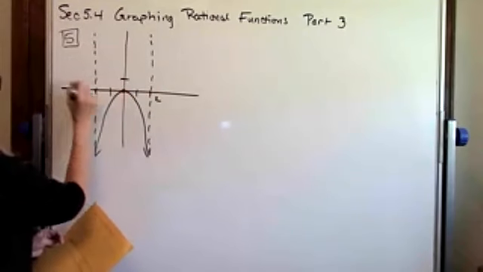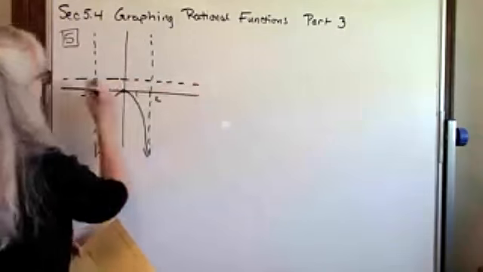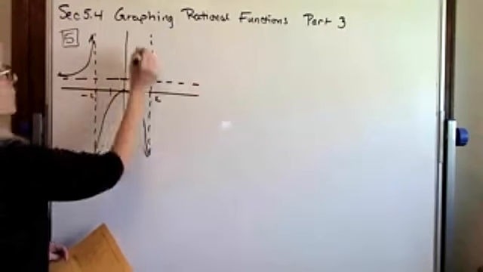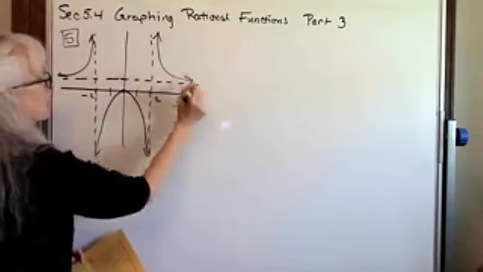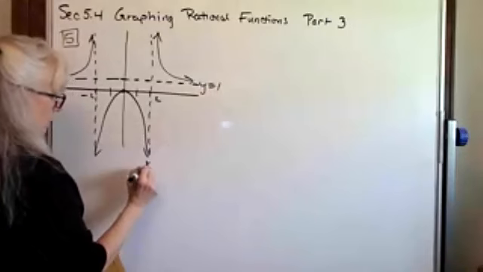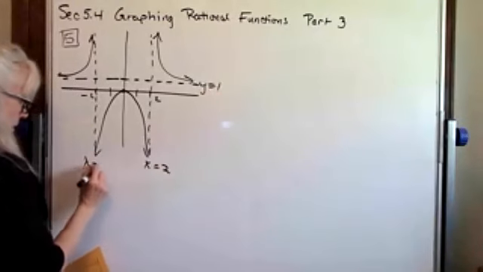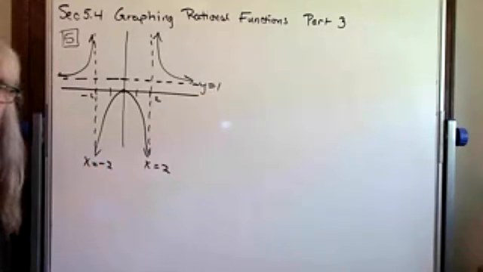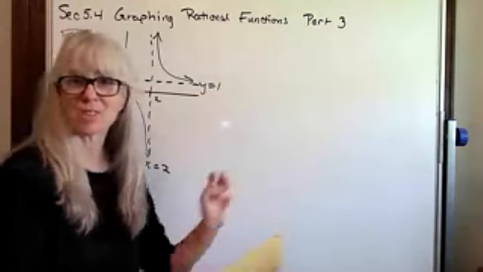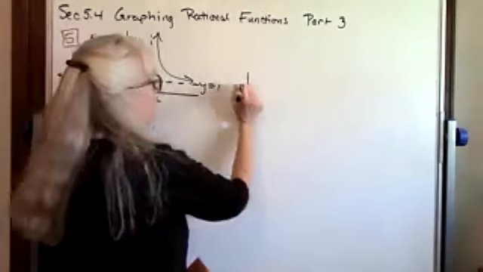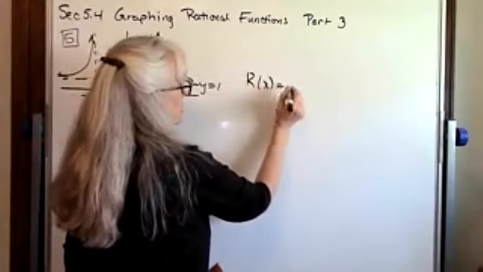And then we have a horizontal asymptote up here at 1, and the graph is above it. Okay, so there is a picture. Let's see if we can write the function. So we're going to take the information and put it back into the equation. So R of x, I like to use R because it stands for rational function.